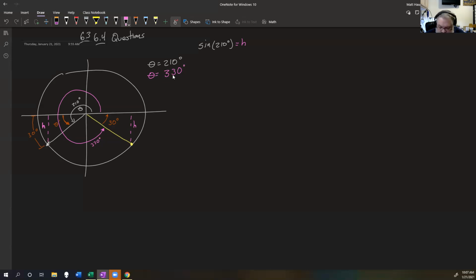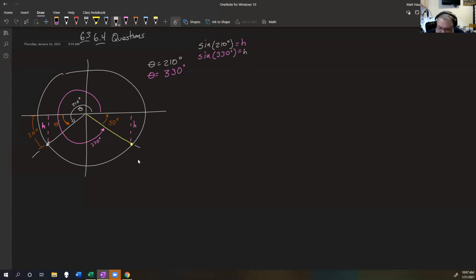Now, they're certainly not coterminal, but they do have the same sine value. The sine of 330 degrees is the same as the sine of 210 degrees. And there's no other angle in the first rotation between 0 and 360 that will do that. Now, are there other angles that have the same sine value? I'm seeing a lot of yeses. Good. Anything coterminal to those is going to also have the same sine value.